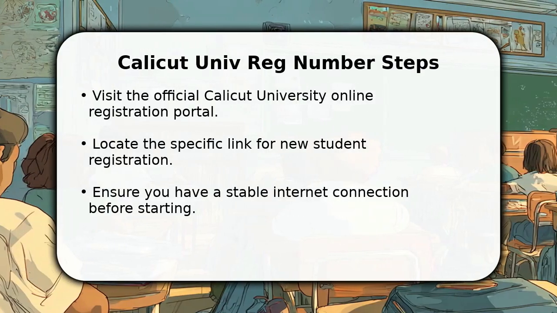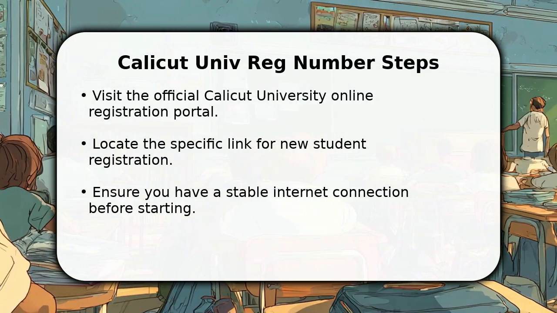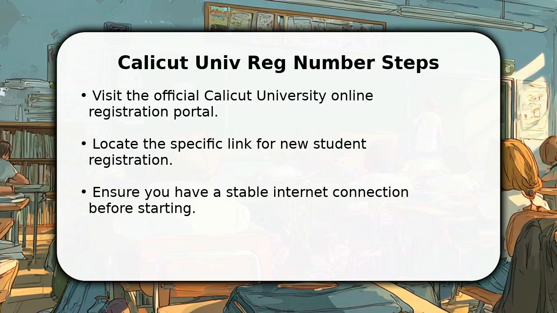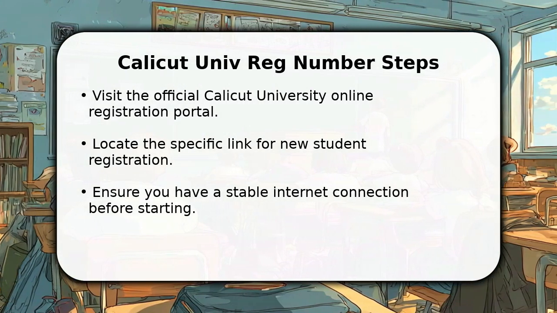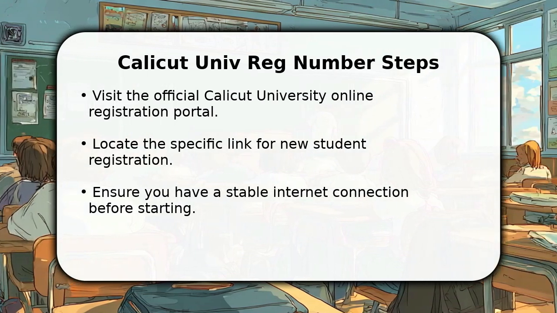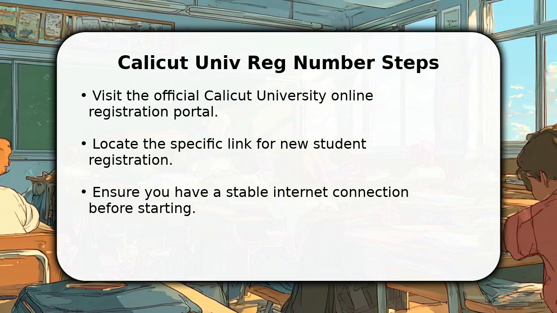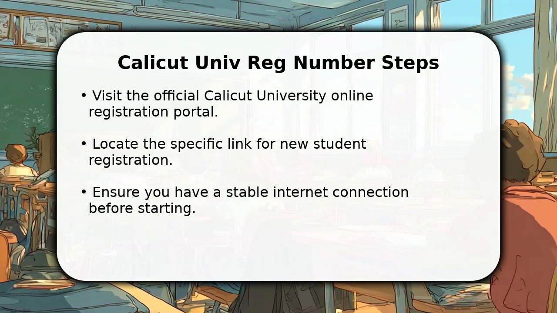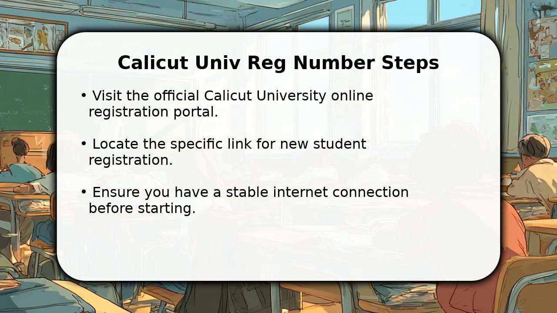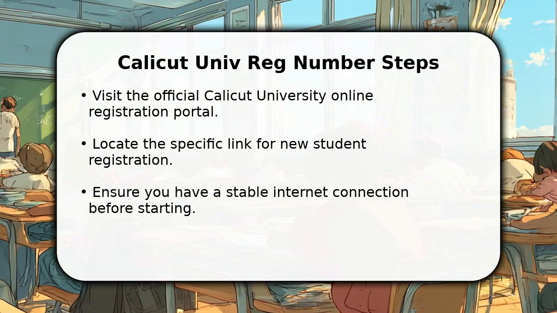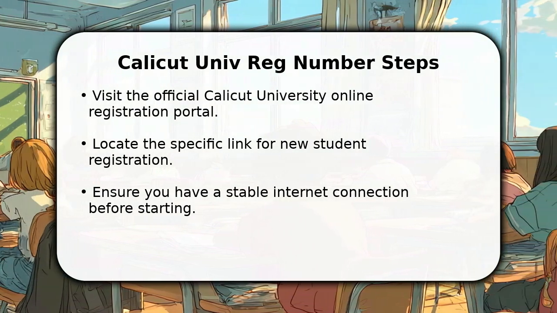In this video, I will explain how to get your Calicut University registration number. You must first navigate to the official Calicut University online registration portal. Look carefully for the specific link designated for new student registration on the home page. Before you begin, always confirm you have a stable and reliable internet connection for a smooth process. This initial step is crucial for successful application.